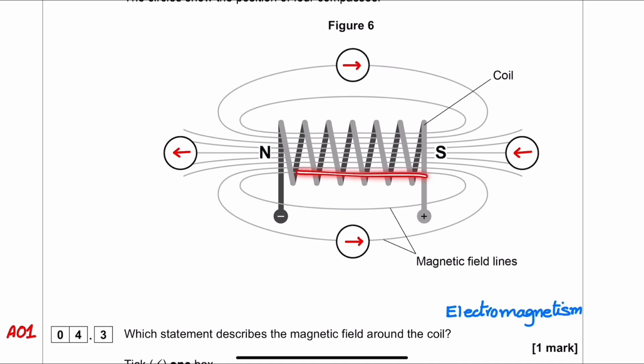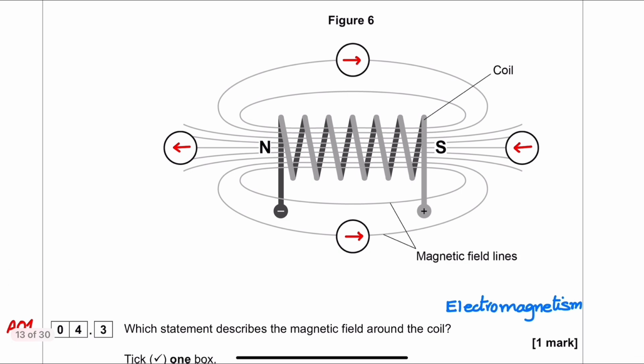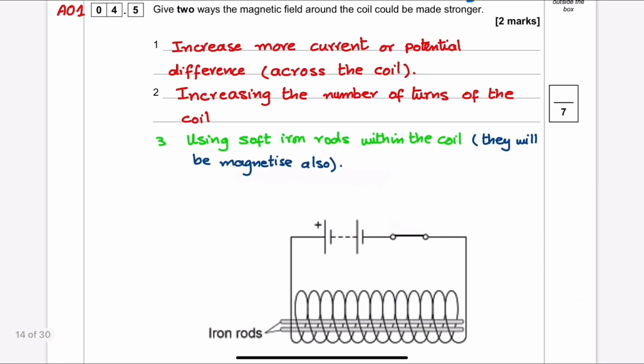When more current flows, we will have more magnetic field around it, or we can use an iron rod or soft iron core within the coil because iron is a magnetic material. When the field lines are passing through the iron rod, it will also become a magnet. So therefore we need to add to the number of turns or increase the current, or we need to add the iron rod within the coil to make the field stronger around the coil. Let's see the model answer.